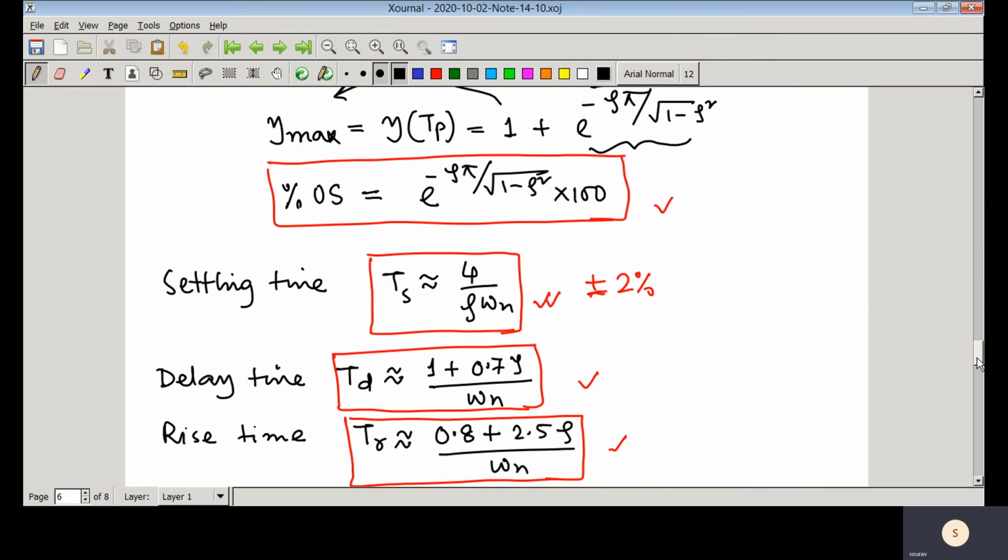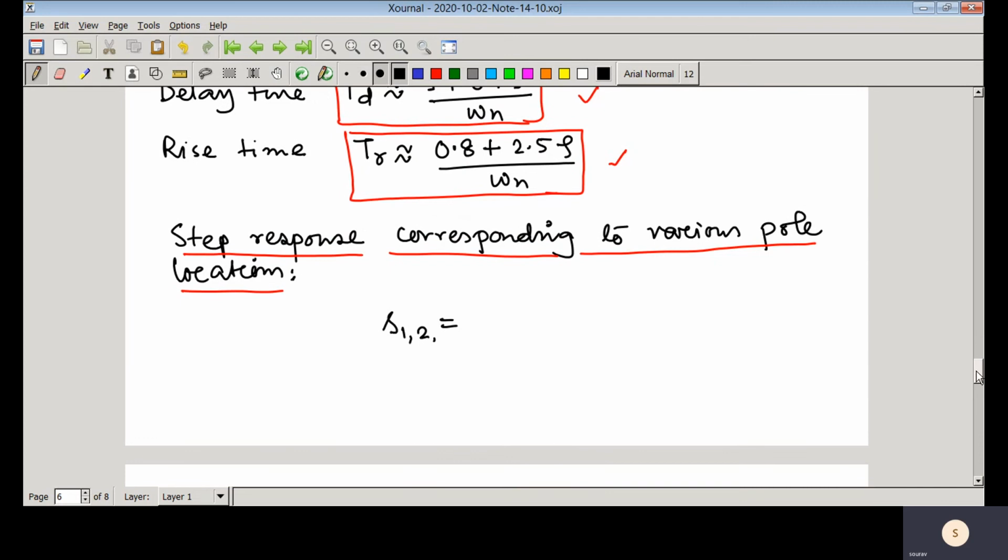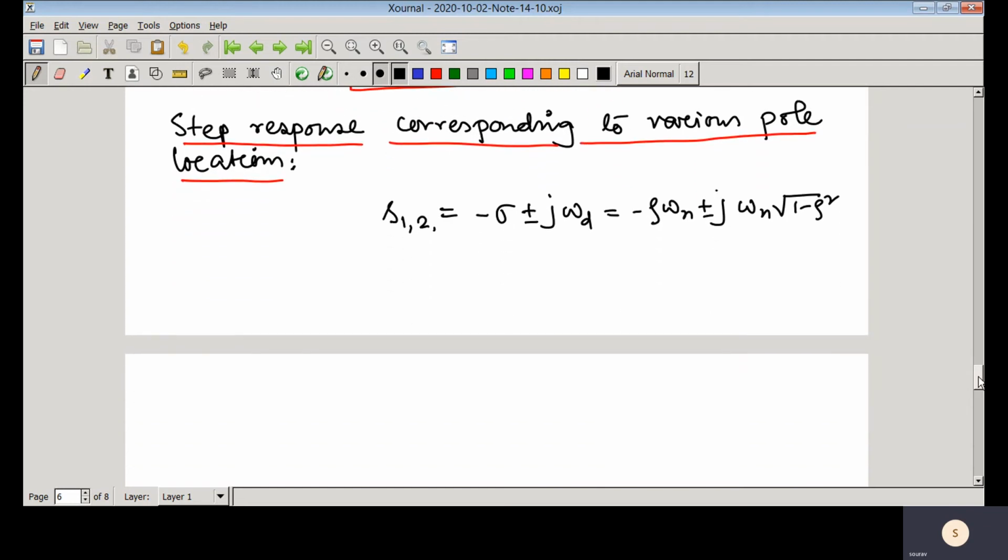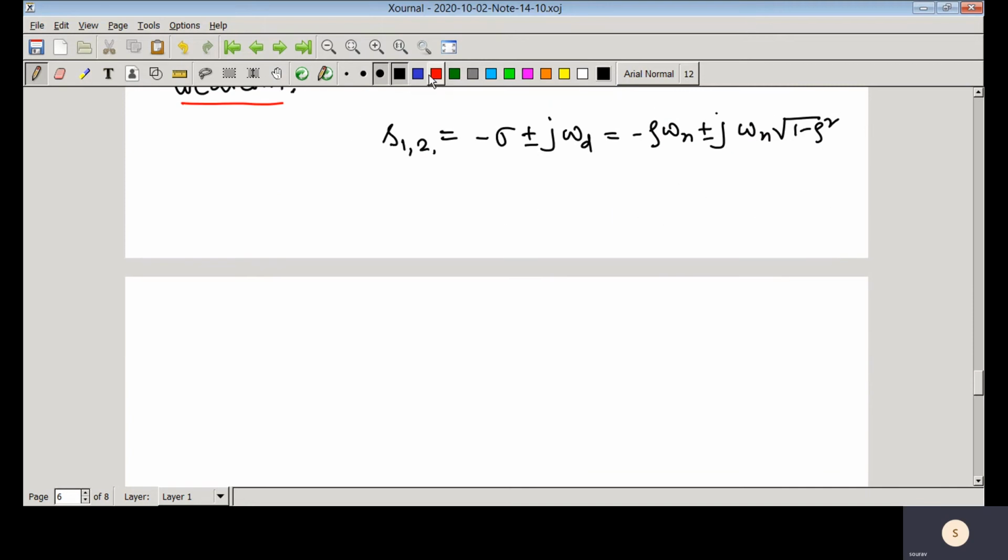So we can see here minus sigma plus minus j omega d, that is zeta omega n plus minus j omega n square root of 1 minus zeta square. So now whenever it is the overdamped case, that means zeta is greater than 1, that means the overdamped case.